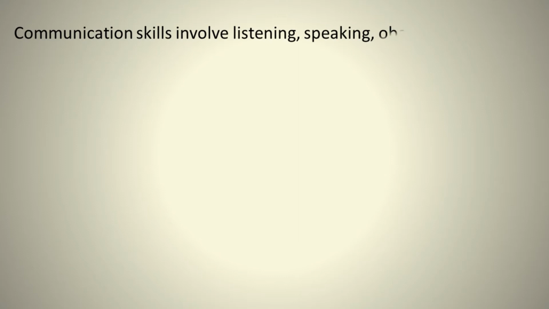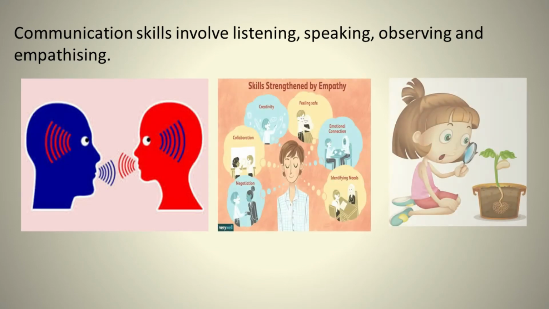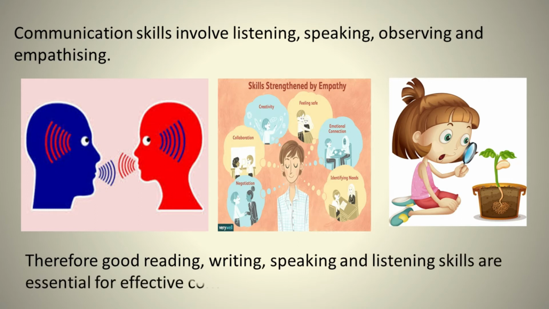Next, what are the integral parts included in communication? Communication skills involve listening, speaking, observing, and empathizing. Whenever a communication is taking place, suppose two persons are communicating with each other. One person acts as a sender and another person acts as a receiver. The sender is the person who initiates the communication. So he speaks and the other person listens. This is the same process which goes on in any communication. Therefore, good reading, writing, speaking, and listening skills are essential for effective communication.